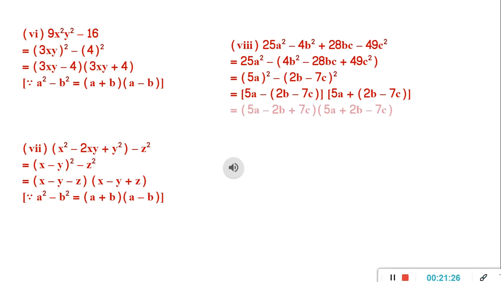So here 5a, minus into 2b is minus 2b. Now minus into minus 7c is plus 7c. Then the second one stays the same, 5a, because the outside sign is plus. If we multiply plus with the sign, the same sign will come. 5a plus 2b, 5a minus 7c. So a plus b into a minus b. That is the answer. The answer is (5a minus 2b plus 7c) into (5a plus 2b minus 7c).